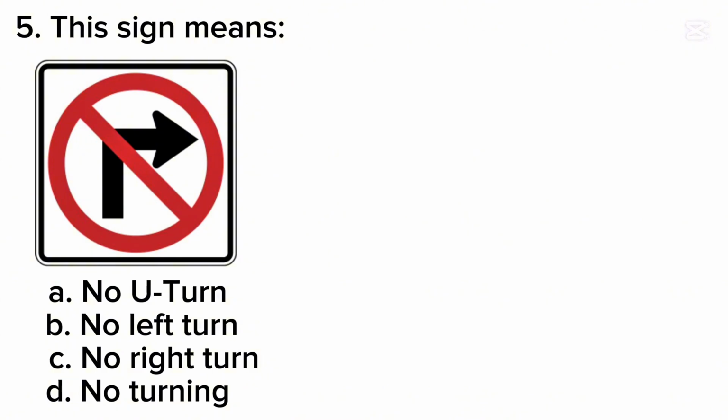Question number 5. This sign means. What is this sign called? A. No U-turn. B. No left turn. C. No right turn. D. No turning. Let's write. The correct answer is C. No right turn. Once you see this sign, you should not turn right.